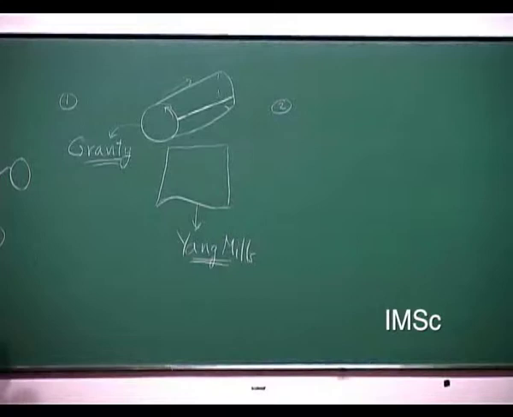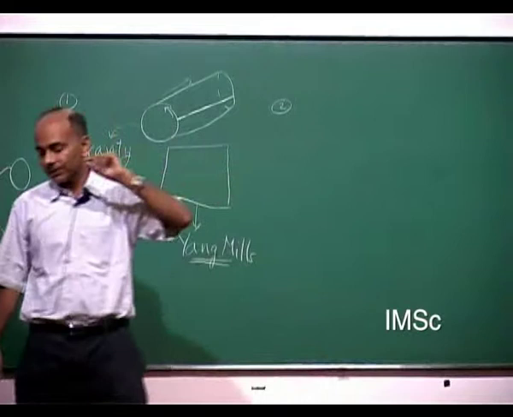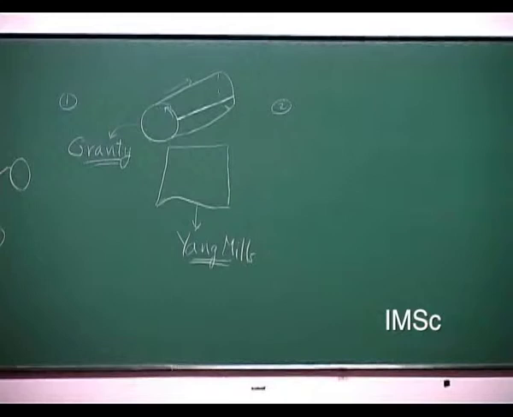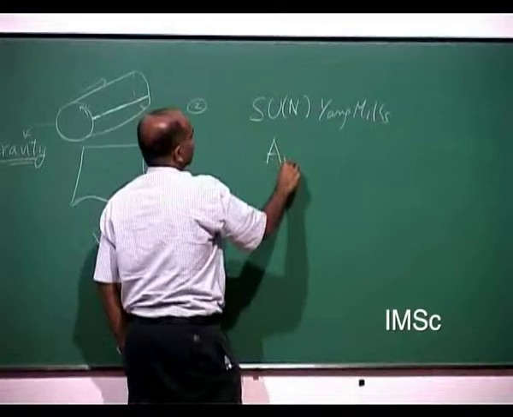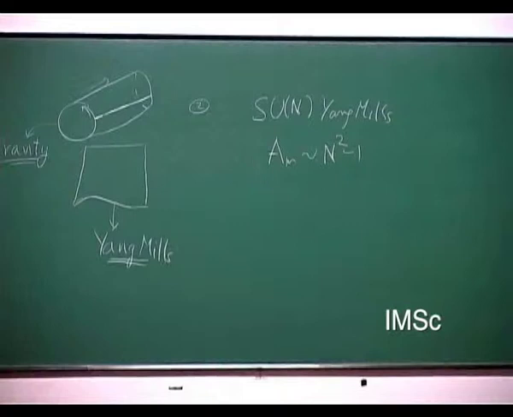The second development about large N was Witten's idea that somehow in large N, if you take large N field theories, Yang-Mills theories, so we're now talking about SU(N) Yang-Mills, the gauge field A_mu has N squared minus one components. So when you have a large number of degrees of freedom, you expect some kind of a classical description.